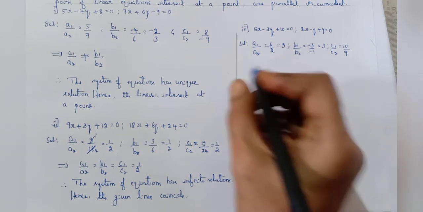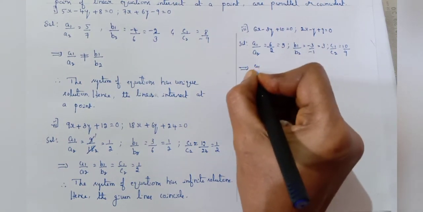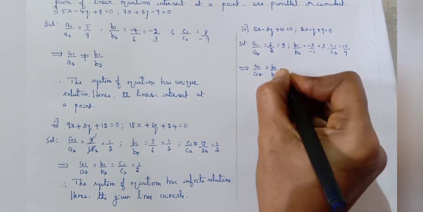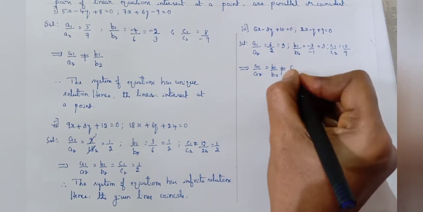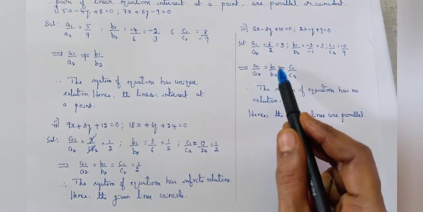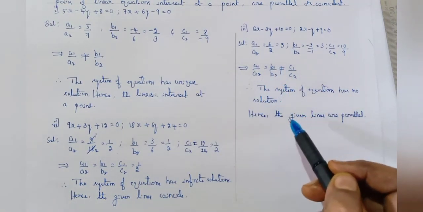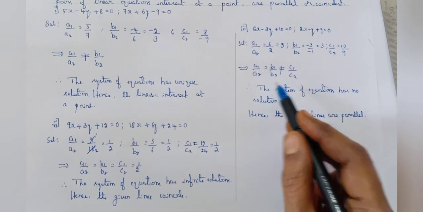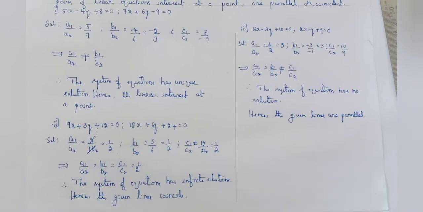So a1 by a2 is equal to b1 by b2, but b1 by b2 is not equal to c1 by c2. Since b1 by b2 is not equal to c1 by c2, therefore the system of equations has no solution. Therefore, the given lines are parallel.